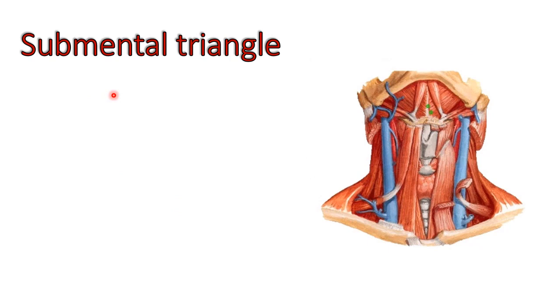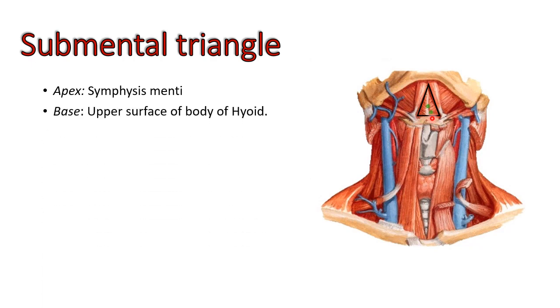Now first let us try to understand the submental triangle. Here you are able to see the submental triangle. It is a whole triangle when you join the two halves, one half on this side of the midline and the other half on the other side. It is named submental because it is below the symphysis menti. The apex is formed by the symphysis menti, and the base is formed by the upper part of the body of the hyoid bone.